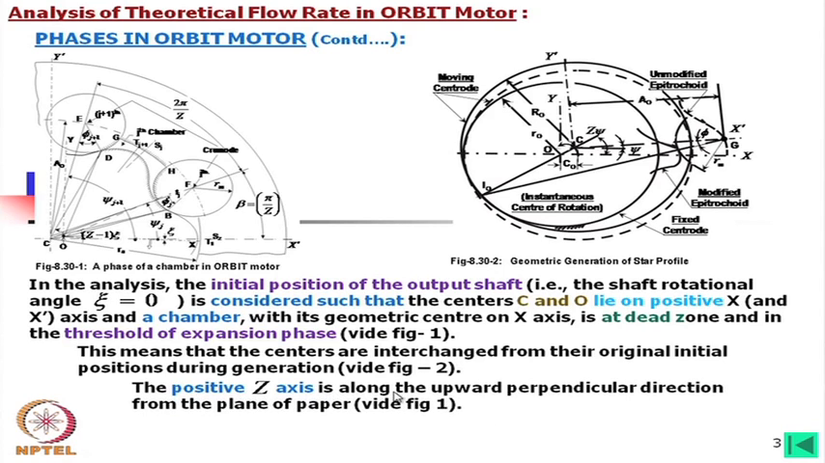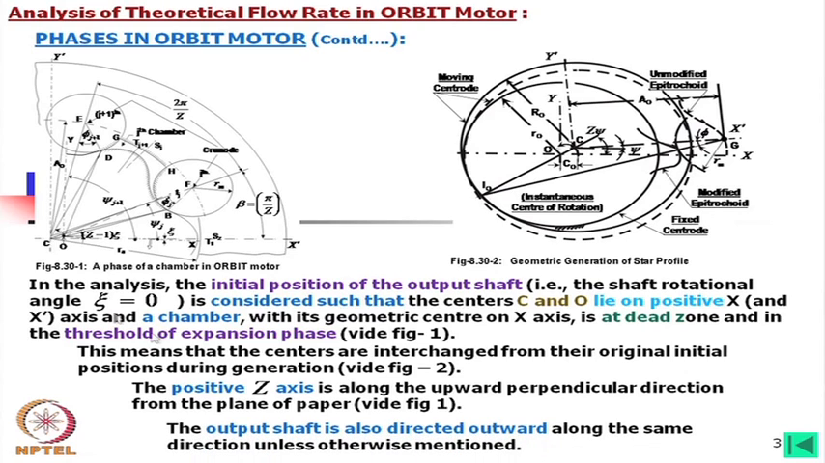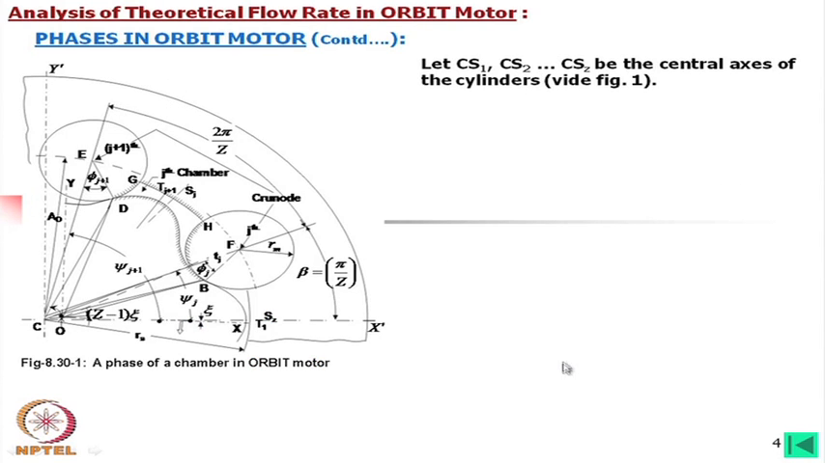Now, the positive z axis is along this z. Do not confuse, this z is not the number of lobes, but the z axis. The x axis, y axis and z axis, the z axis is in the upward direction perpendicular to the plane of the paper, and it coincides with the axis of the output shaft. The output shaft is also directed outward, so the z axis is coinciding with that. Now, we have taken some axes on the star and ring. What are those?